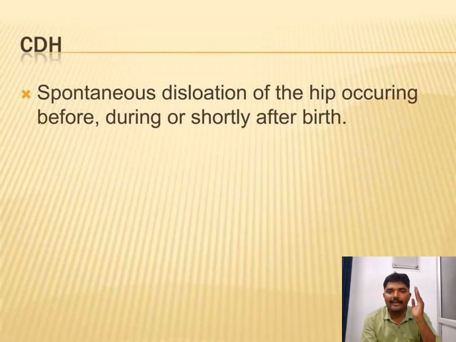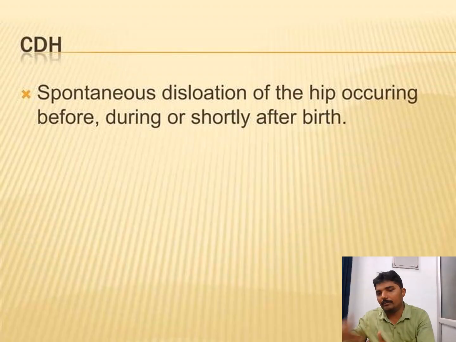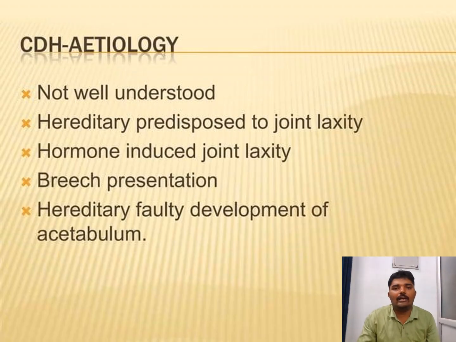This is spontaneous dislocation of the hip occurring before, during or shortly after birth. The etiology is not well understood: hereditary predisposition to joint laxity, hormone-induced joint laxity, breech presentation, and hereditary faulty development of the acetabulum.